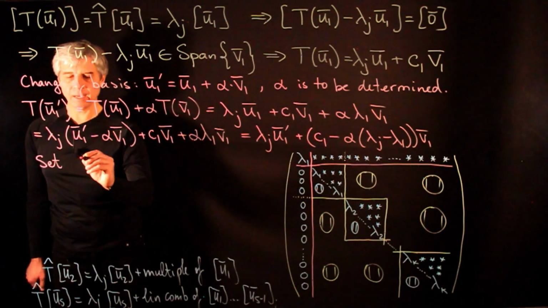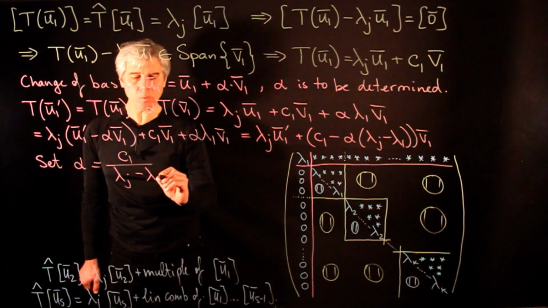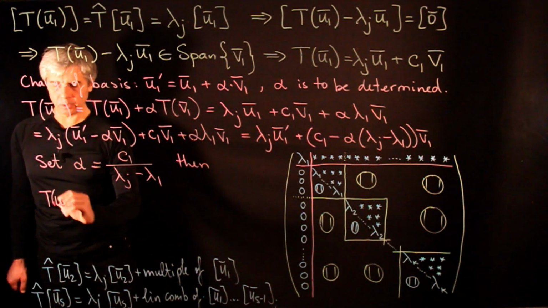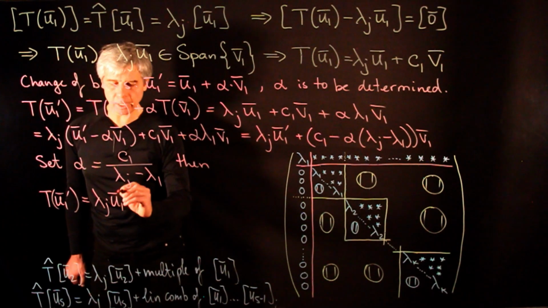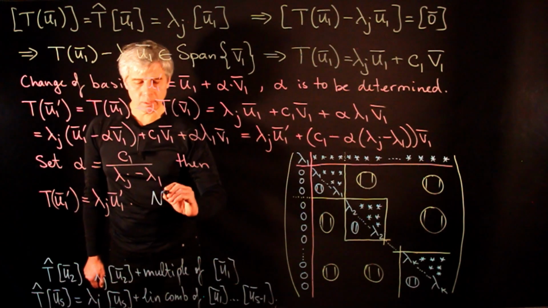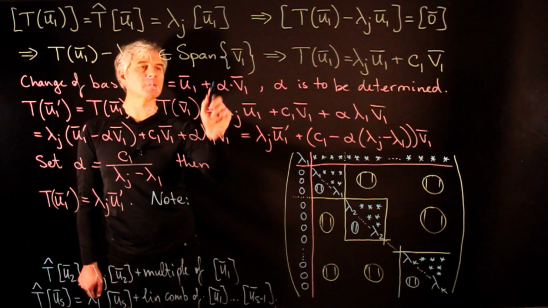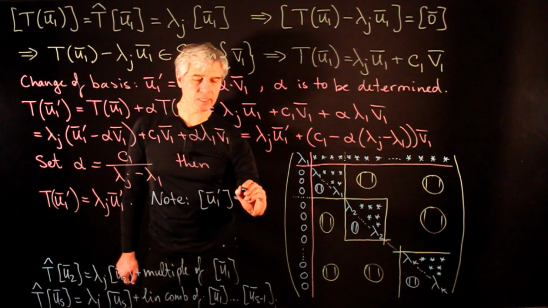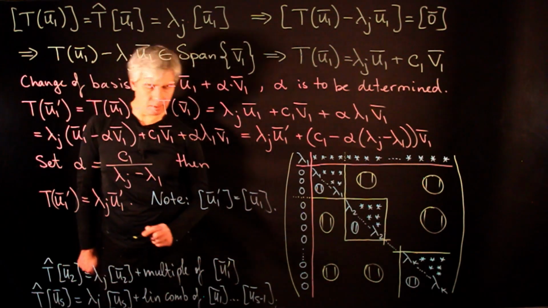Now, if we set alpha to be c1 divided by lambda j minus lambda 1, then we will have that T acting on u1 prime is equal to lambda j times u1 prime. Note that in this change of bases, we did not change the class of u1, because u1 and u1 prime differ by a multiple of v1. So the class of u1 prime is exactly the same as the class of u1. So this tells us that we can put a prime here.